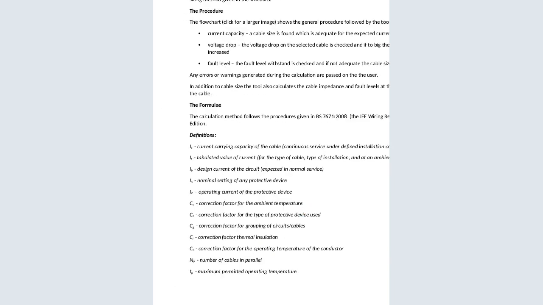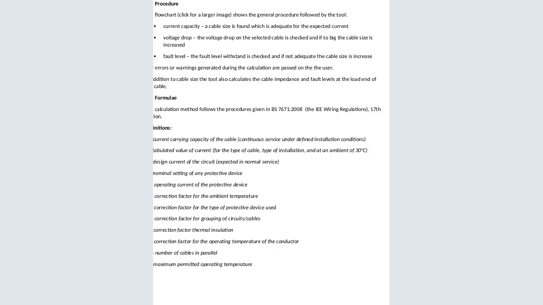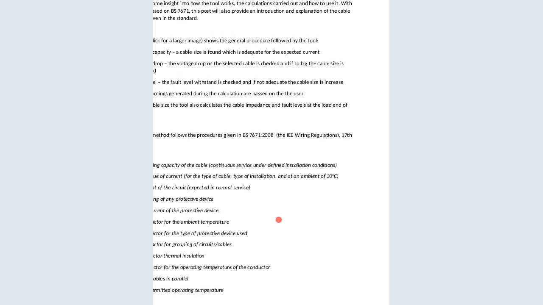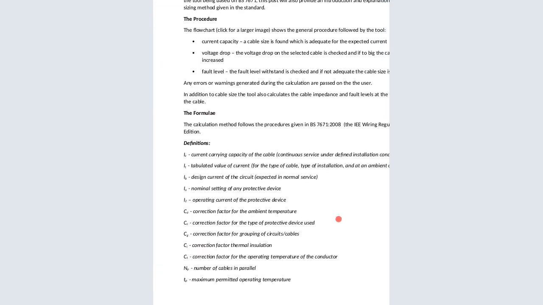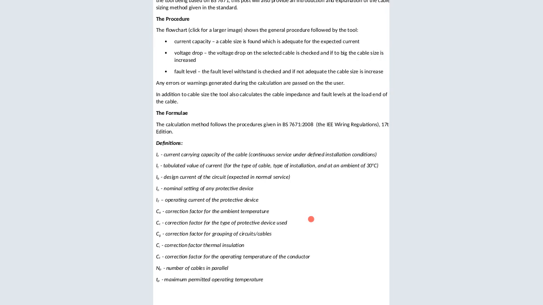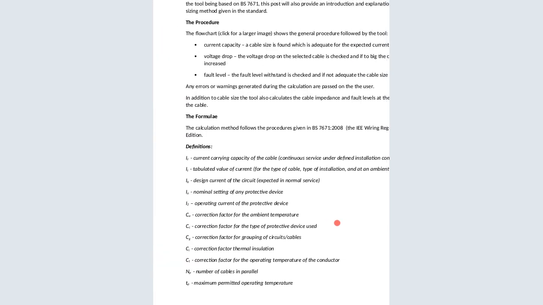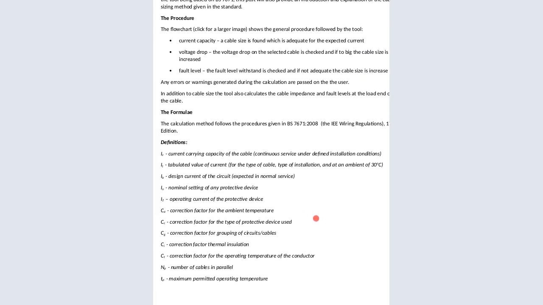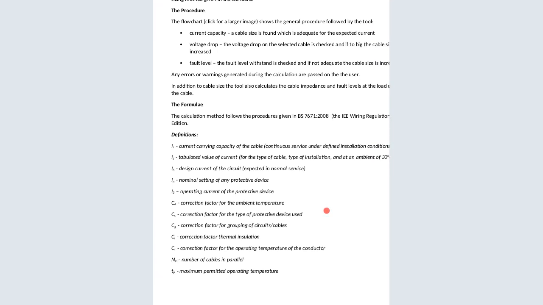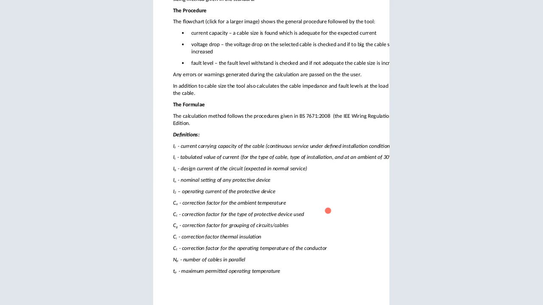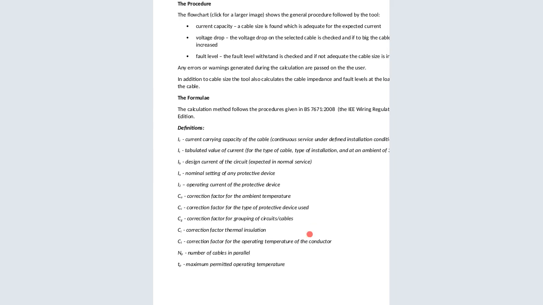We have IZ, which is the current carrying capacity of the cable, that is in continuous service under a definite installation condition. And then IT is the tabulated value of current. We said IZ is the current carrying capacity. IT is the tabulated value of the current for the type of cable, type of insulation, and at the ambient 30 degrees temperature. And then we have IB, the design current of the circuit expected in normal service. And then IN, the normal setting of any protective device. And then I2 is the operating current of the protective device.